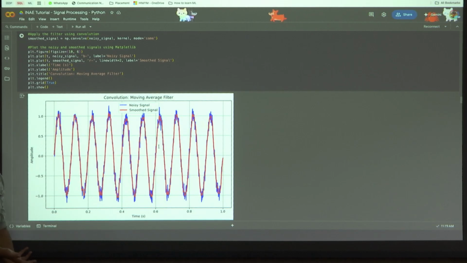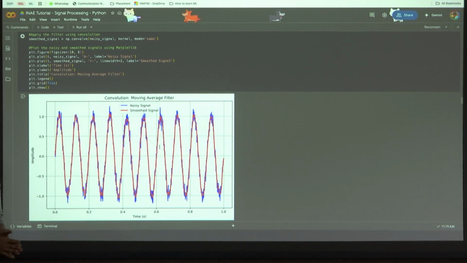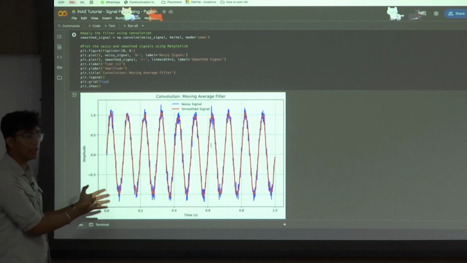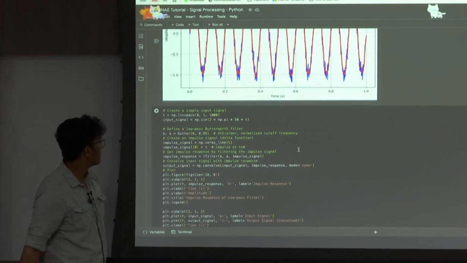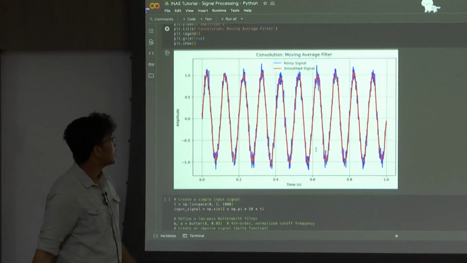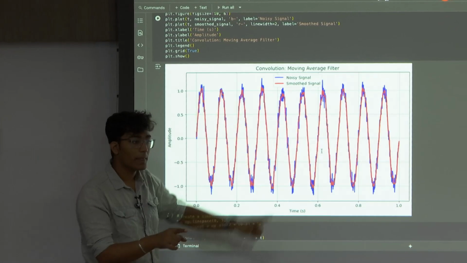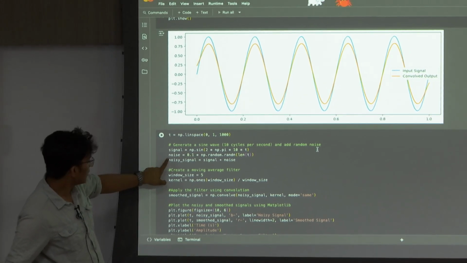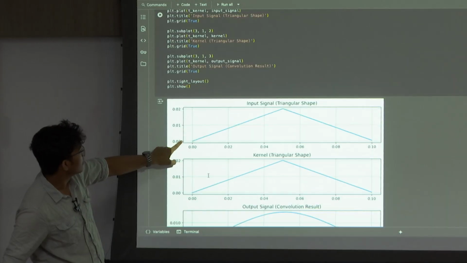This is a practical demonstration where students can see the practical use of convolution. People generally don't get why we convolve. This is why: to get a smoothened signal, right? With the noise signal, the smoothing... we convolved with this signal here. So my input signal was this with noise added, and I convolved with this one.